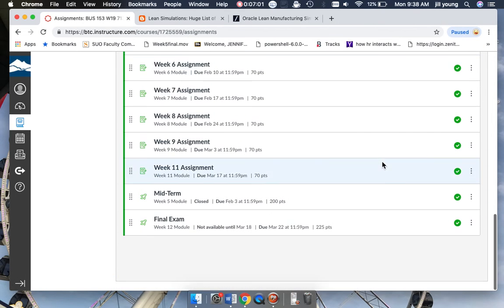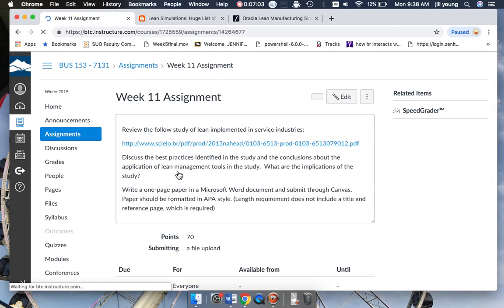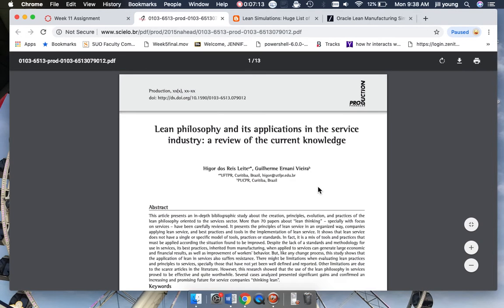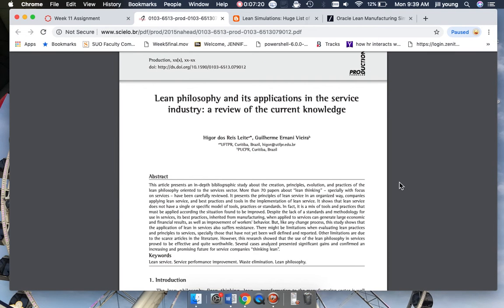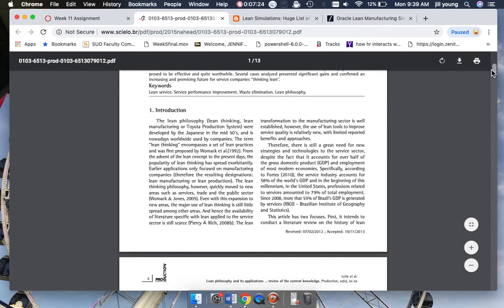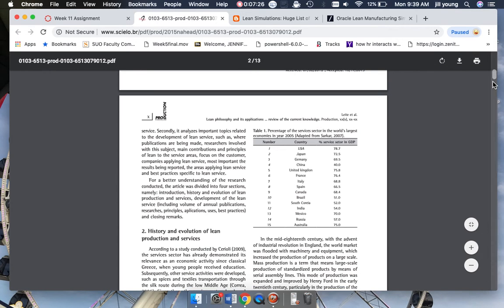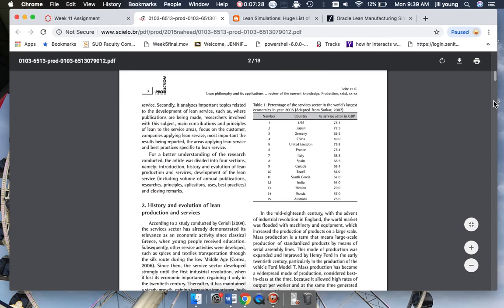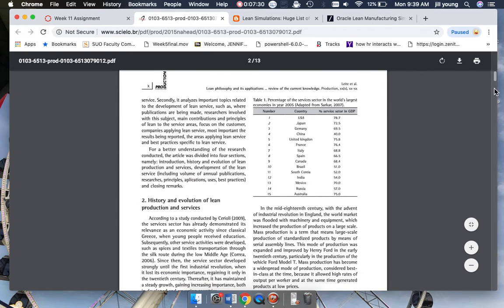So what's our last thing? Or not our last thing, but our last paper. In this case, we're going to look at a study conducted on lean in service industries. It's basically going to take you right to the study. And I want you to read the study, the results, and the discussion at the end. So I want you to read the whole thing, kind of get an idea of what's going on here.